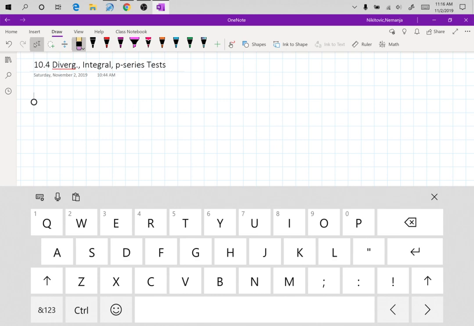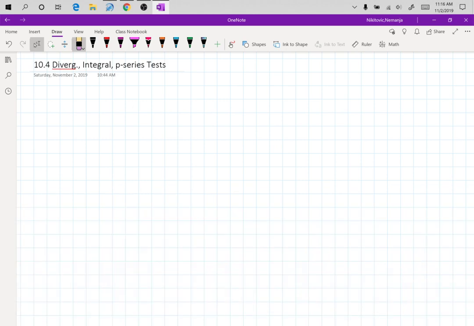Hello and welcome to Calculus 2 section 10.4 on the divergence test, integral test, and P-series test. Those three should be marked on your sheet, right? That's the first row, the fourth row, and the sixth row. So just make sure you mark that they're all 10.4.